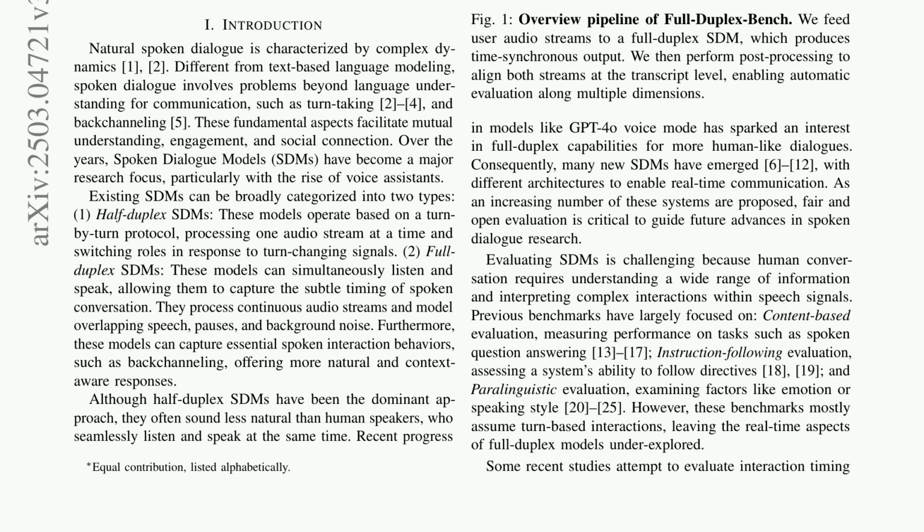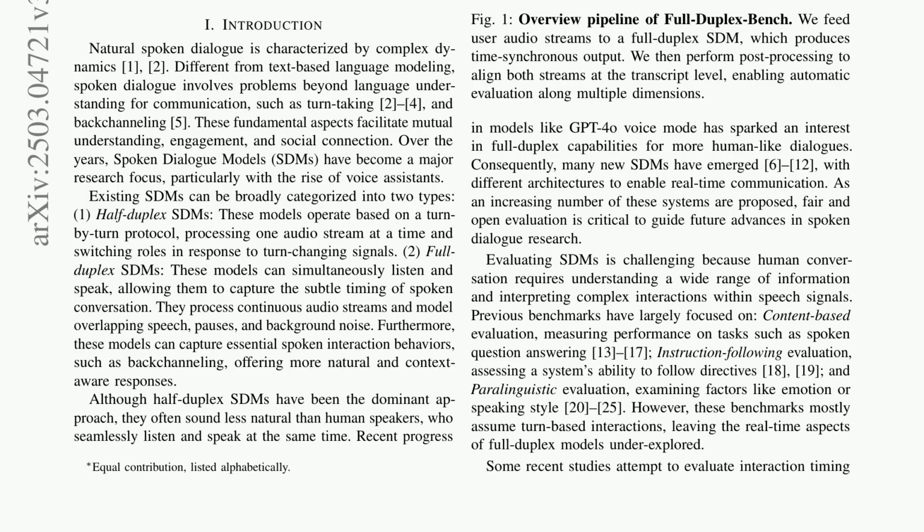Existing SDMs can be broadly categorized into two types. 1. Half-duplex SDMs. These models operate based on a turn-by-turn protocol, processing one audio stream at a time and switching roles in response to turn-changing signals. 2. Full-duplex SDMs. These models can simultaneously listen and speak, allowing them to capture the subtle timing of spoken conversation. They process continuous audio streams and model overlapping speech, pauses, and background noise. Furthermore, these models can capture essential spoken interaction behaviors, such as backchanneling, offering more natural and context-aware responses.